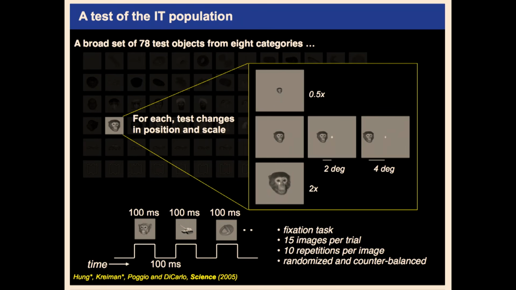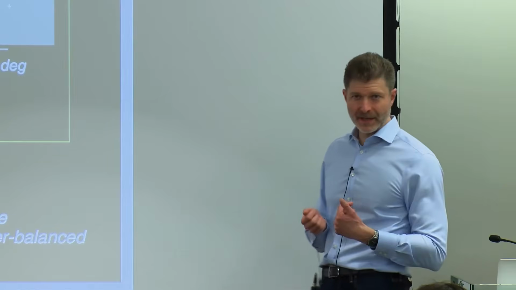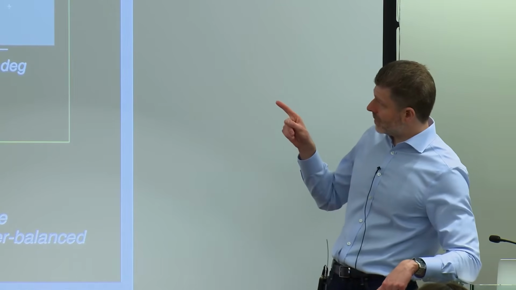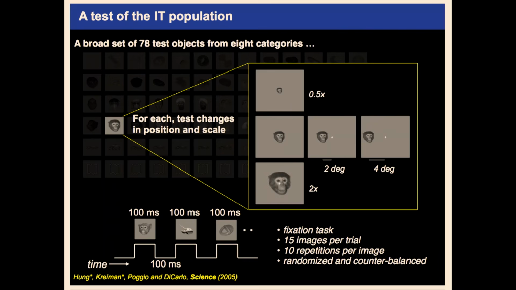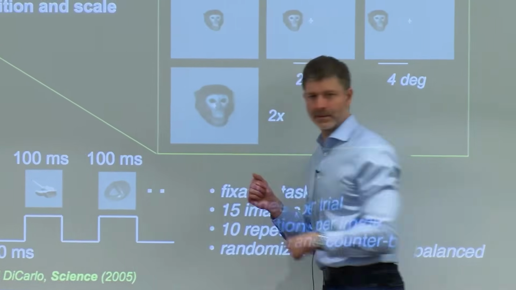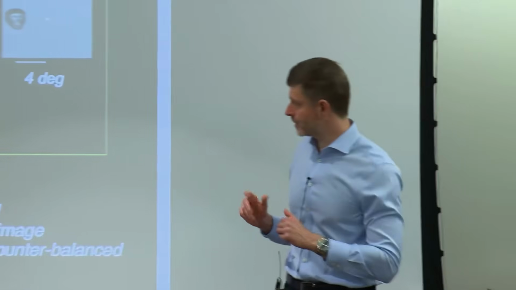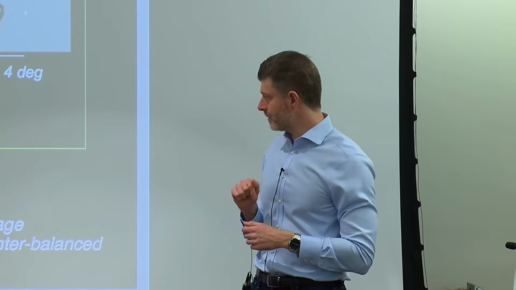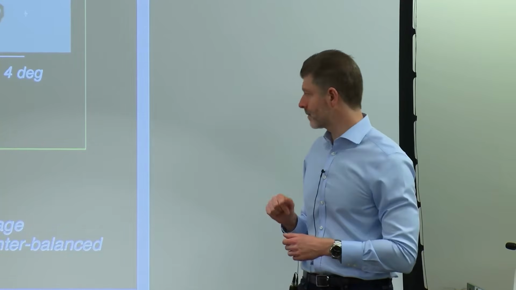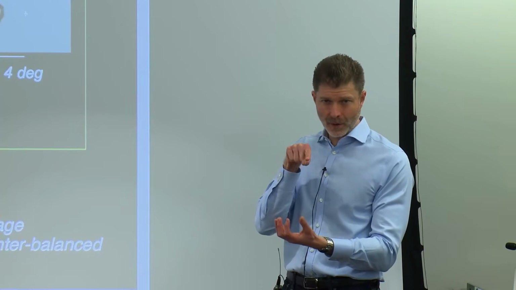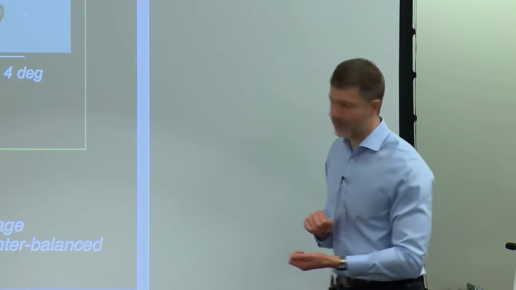So what I'm going to tell you about here is a test of this idea in inferotemporal cortex. This is an experiment where monkeys were presented with a big set of 78 objects from 8 categories. The objects could vary in their scale and position, and also in what kind of thing they were. So there's a monkey, here's a tank, here's some kind of toy. Lots of different objects. They're presented very briefly. The monkeys are fixating, and you're recording from a whole bunch of neurons in inferotemporal cortex while the monkey's looking at these objects.